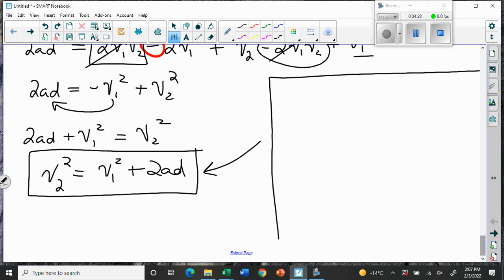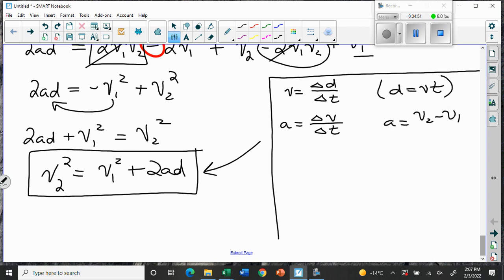So we have the following kinematic equations so far. V equals delta D over delta T, from which we get our common D equals VT equation. Then we have A equals delta V over delta T, the rate of change of velocity, which we get this equation from, sort of our slang version. And then we have the area equation.